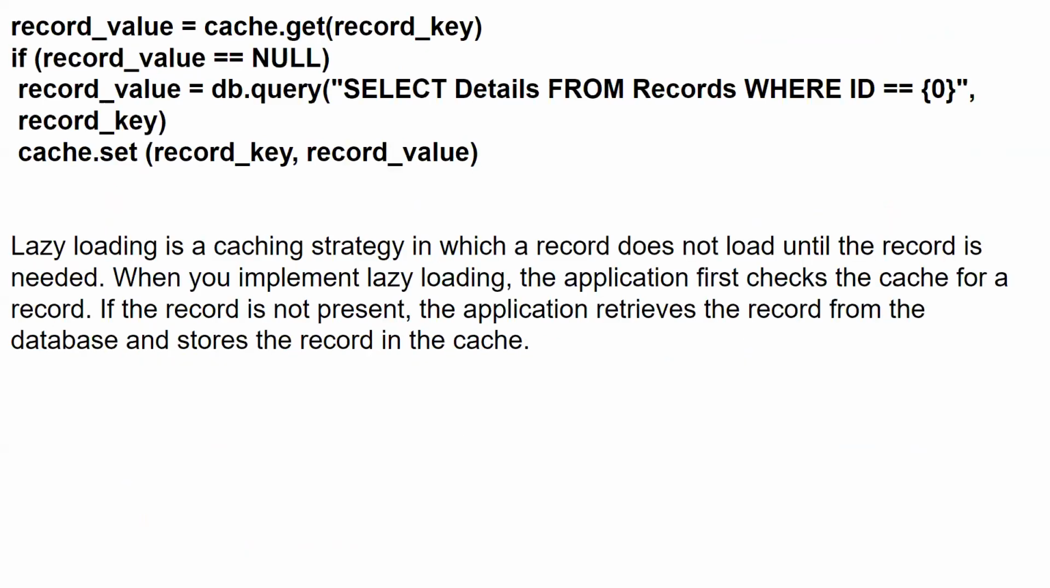Okay. So record value, but the key is if record value equals null, because the point with lazy loading is you don't load until the record is needed, and the application first checks the cache for a record. So that's if record value equals null.